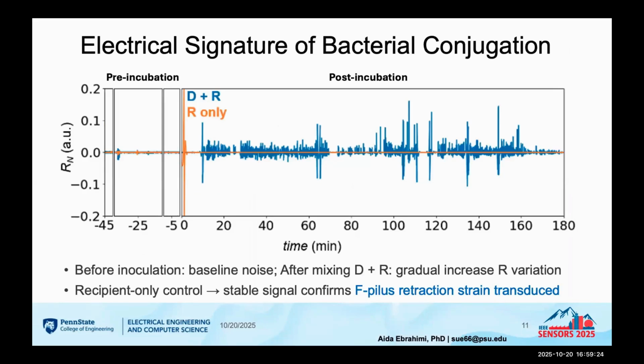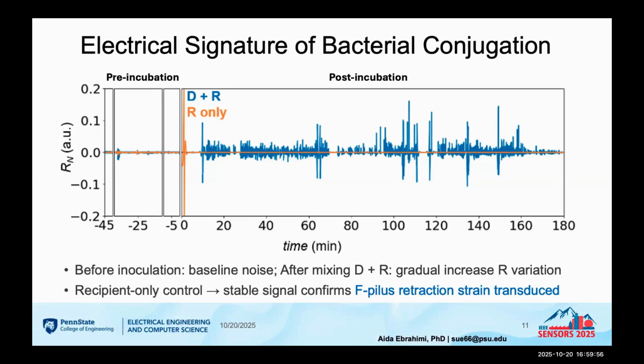So here is what we saw. Pre-incubation, these different steps. I will go back and show another slide that shows the different steps better. All the way before, there is no bacteria, so as you see, the noise of the resistance is pretty much the same. But once we added the cells, we saw a significant change of the noise of the resistance when we had donor and recipient cells compared to only recipient cells.